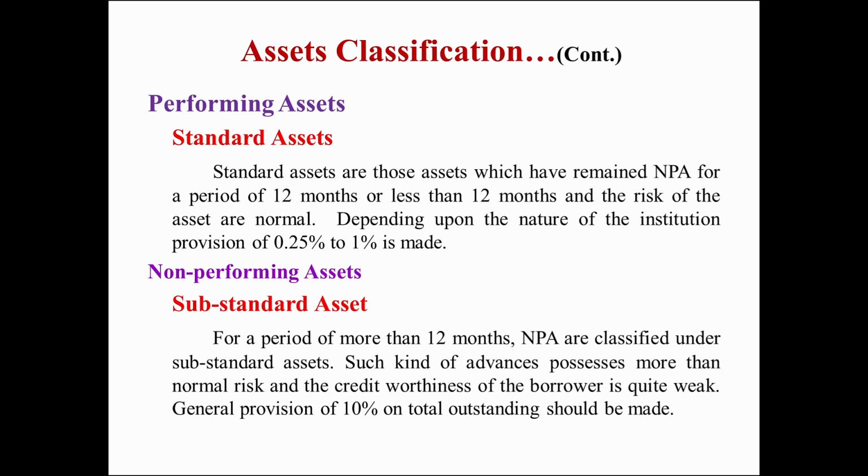Non-performing asset. Here the first category of non-performing asset is substandard asset, and it is explained as follows. For a period of more than 12 months, NPAs are classified under substandard asset. Such kind of advances possesses more than normal risk and the creditworthiness of the borrower is quite weak. A general provision of 10% on the total outstanding should be made.